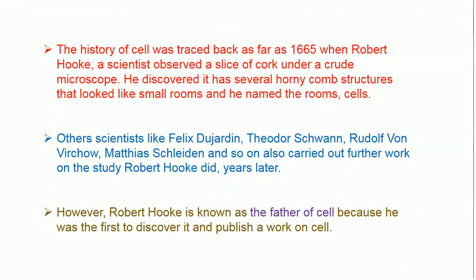The history of cell was traced back as far as 1665, when Robert Hooke, a scientist, observed a slice of cork under a crude microscope. He discovered it had several honeycomb structures that looked like small rooms, and he named the rooms cells. Other scientists like Felix Dujardin, Theodor Schwann, Rudolf Virchow, Matthias Schleiden, and so on also carried out further work on the study of Robert Hooke years later. However, Robert Hooke is known as the father of cell because he was the first to discover it and published a work on cell.